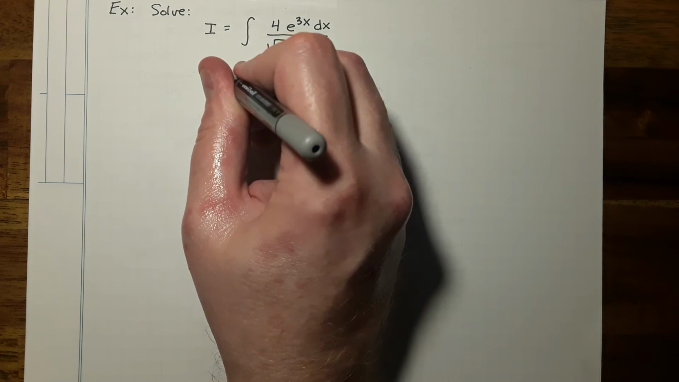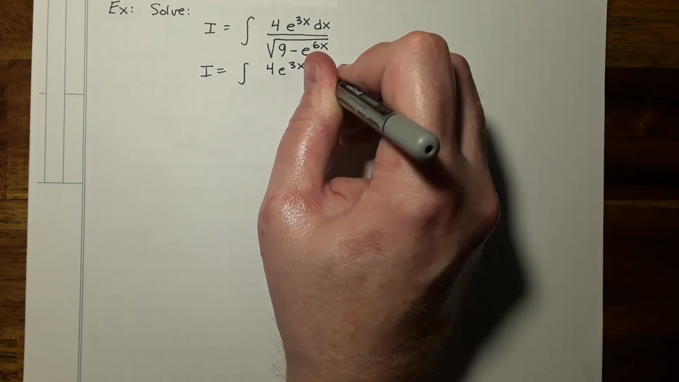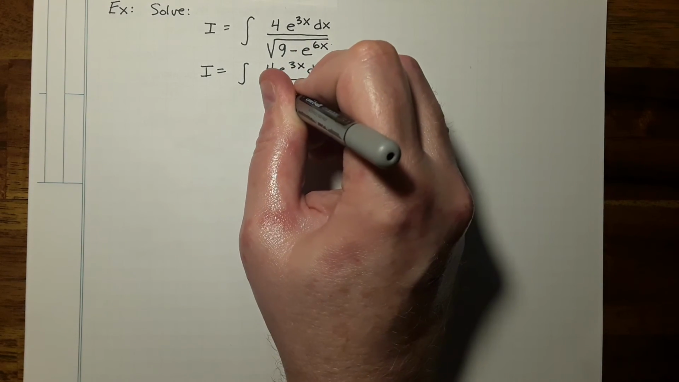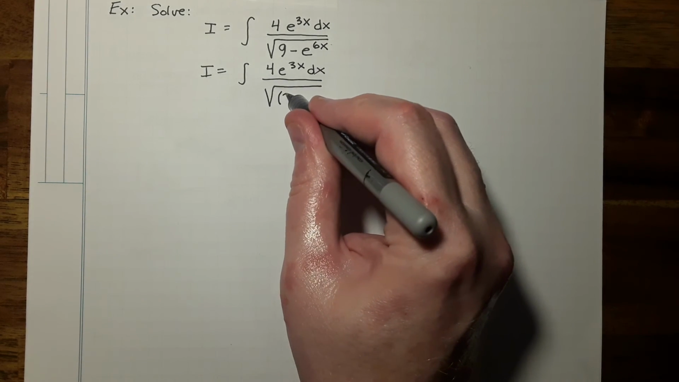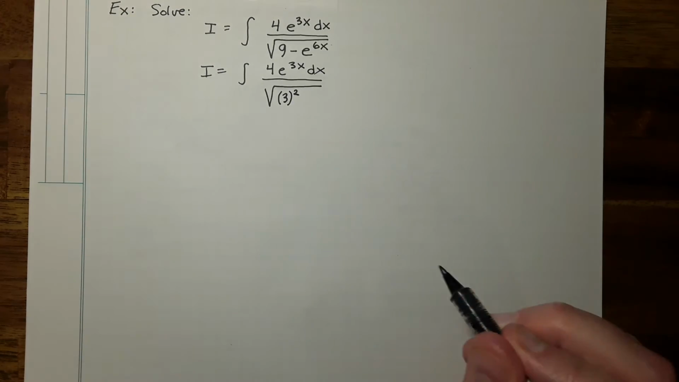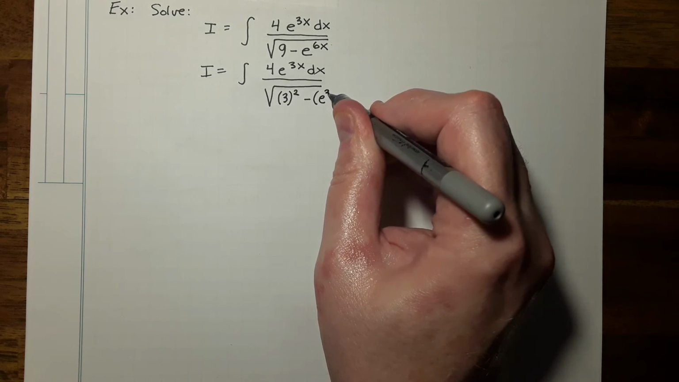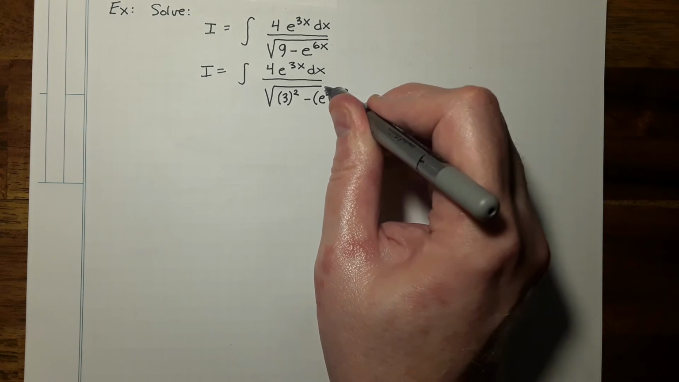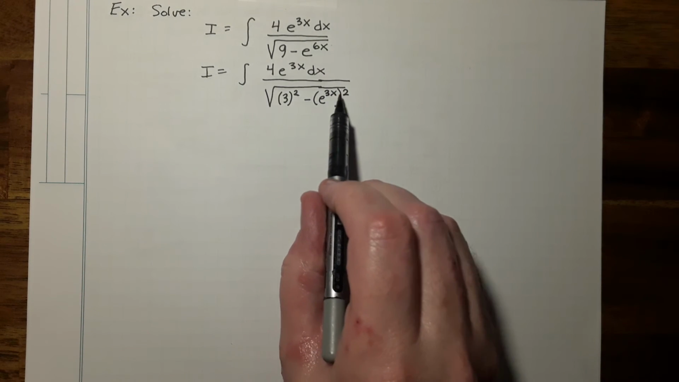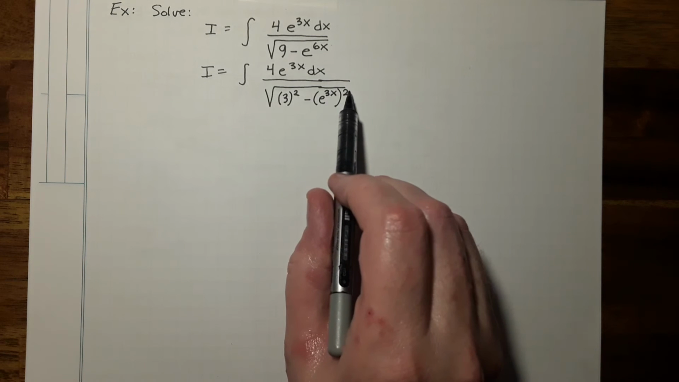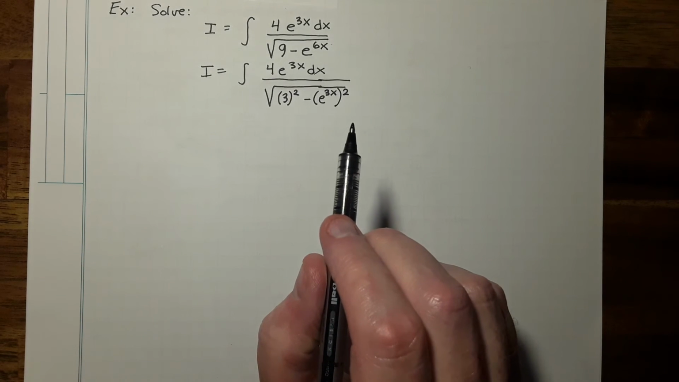If I just rewrite this problem, doing nothing except rewriting the terms in that root as perfect squares, I can rewrite 9 as a perfect square. That's 3 squared. And I can rewrite e to the 6x as a perfect square. I can write that as e to the 3x all squared. Remember your rules of exponents. When you raise an exponent to a power, you multiply those powers together. So e to the 3x all squared is e to the 6x.